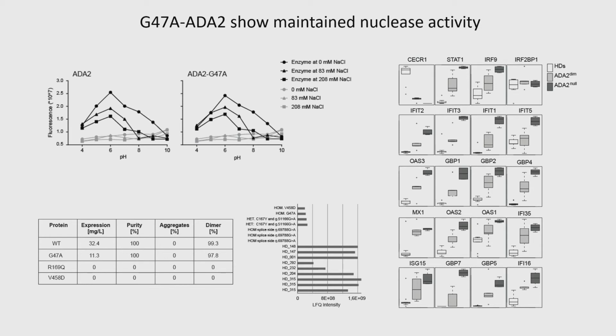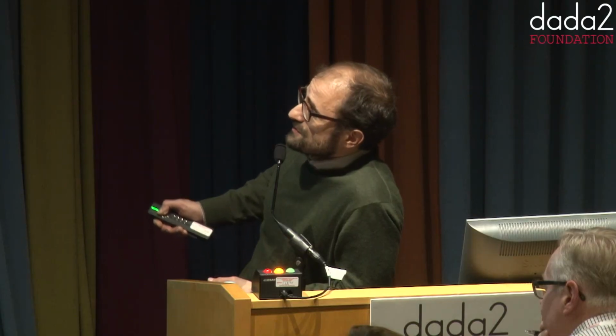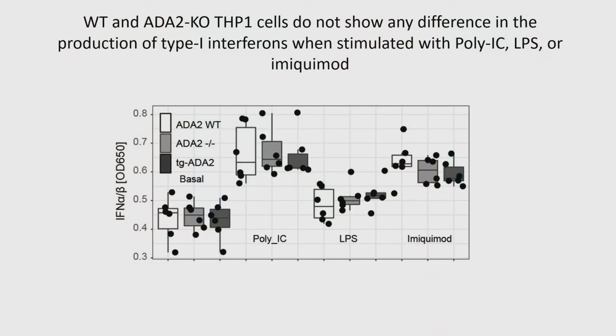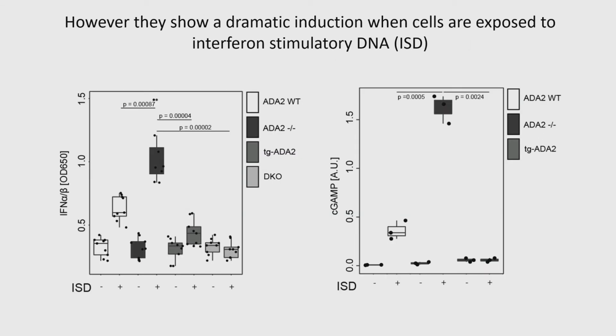Moving on, we went to some signaling analysis, and here I'm happy that the STING pathway has already been introduced because I don't have to repeat it. In this experiment, we directly measured interferon alpha and beta secretion in ADA2 wild type and knockout cells, and we did not observe any differences when stimulating with different Toll-like receptor agonists, but we did observe a strong increase in interferon production when we stimulated the cells with double-strand DNA. This strong increase of interferon production after double-strand DNA exposure is abolished when you overexpress wild type ADA2, or when you double knockout STING together with ADA2.